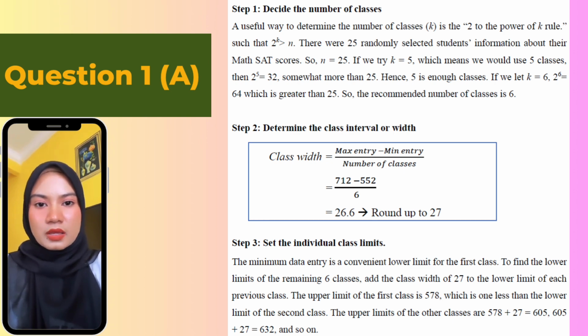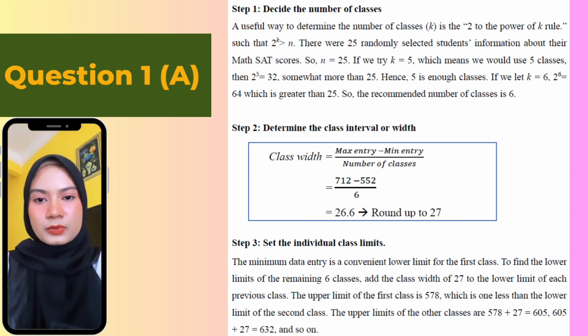So the first step, you should decide on the number of classes k using the 2 to the power of k rule, such that 2^k is more than n. There were 25 randomly selected students' information about their math score. For this question, k should have 6 classes because 2 to the power of 6 equals 64. So, this number is greater than 25. The classes should be more than 25 as long as they cover the lowest and the upper limit in the class.